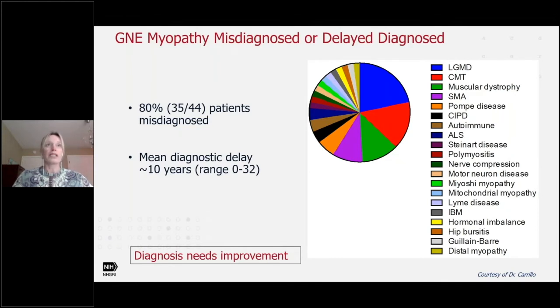In these 44 patients, the mean diagnostic delay was about 10 years. That means that they got ultimately the diagnosis of GNE myopathy 10 years after the onset of symptoms. This is unfortunate because in those 10 years, they could have progressed to a more severe disease, and they could have lost a window for therapeutic options. The range of the delayed diagnosis was between 0 and 32 years.